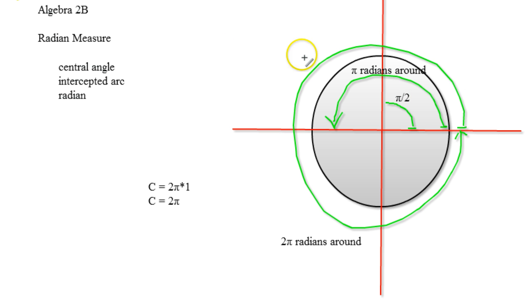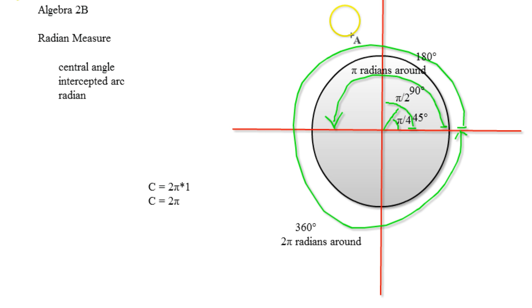Now, here's the cool thing: you can half that again. That would be halfway in between the 90 degrees and that, and so that would be pi quarters. Now the numbers that correspond with these: 2 pi radians around would be 360 degrees, pi radians around would be 180 degrees, pi halves would correspond with 90 degrees, and pi quarters would correspond with 45 degrees.